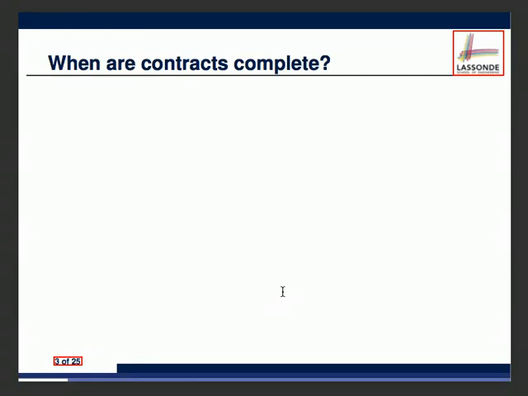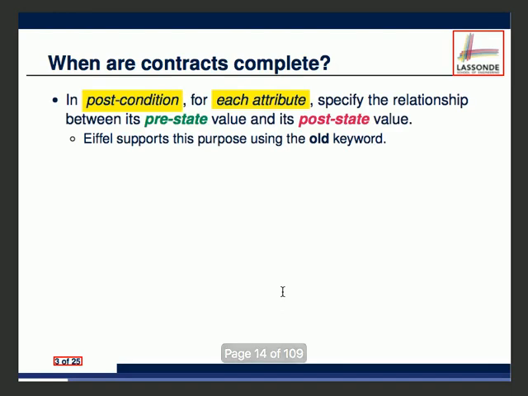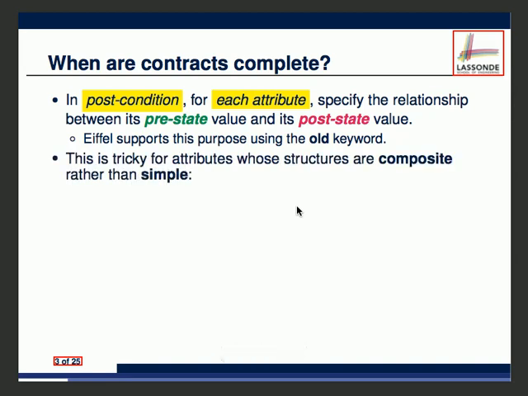This idea is very important. So what do we mean by the contract being complete? Now in the post condition especially, you want to somehow say for every attribute, we're going to make some check, make sure for every attribute. Okay? We're going to compare the pre-state value and the post-state value for every attribute. We'll see an example where you simply compare some attributes but not others.